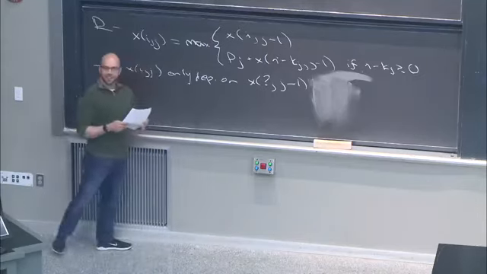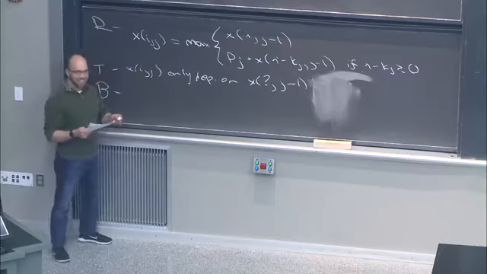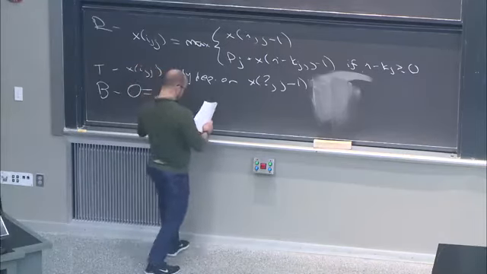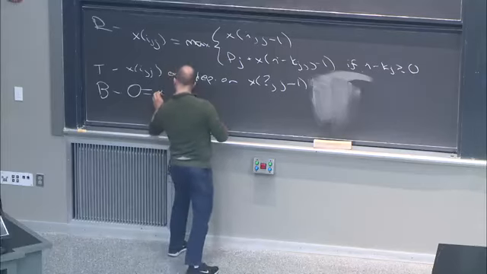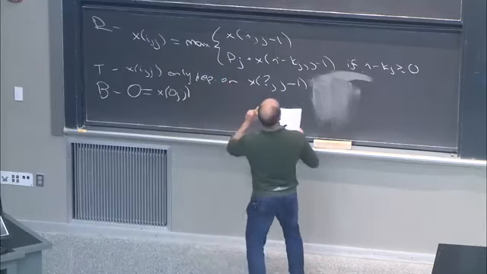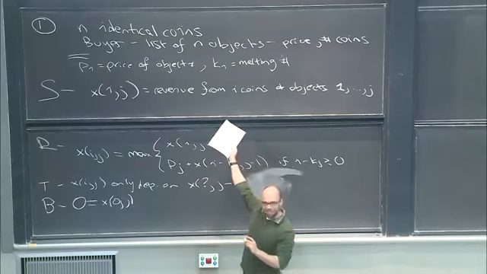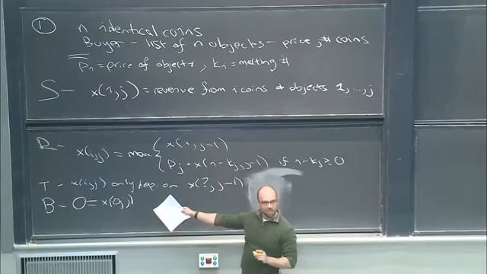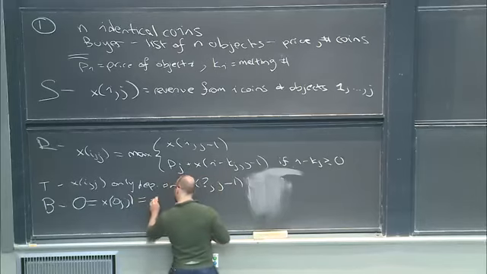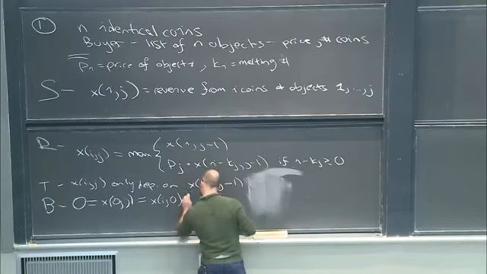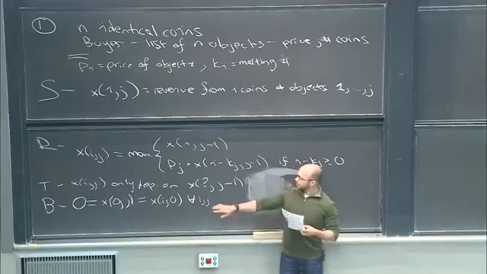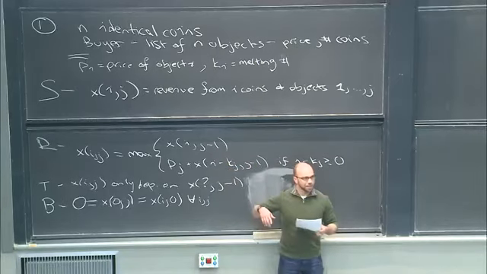And moreover, if I can't sell anything, I can't make any money. So those are pretty straightforward cases. So we have that 0 equals x of 0 comma j. Remember, the first index is the number of coins you have. So this is saying I can't make anything if I don't have any coins. And similarly, 0 equals x of i comma 0 for all i, j, right? So this is the coins and the objects.